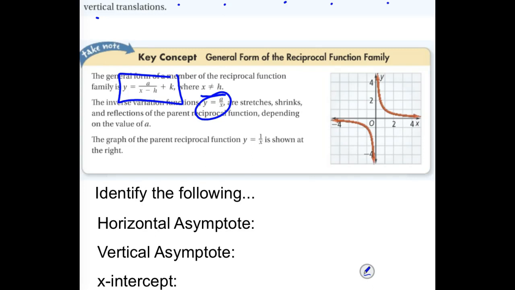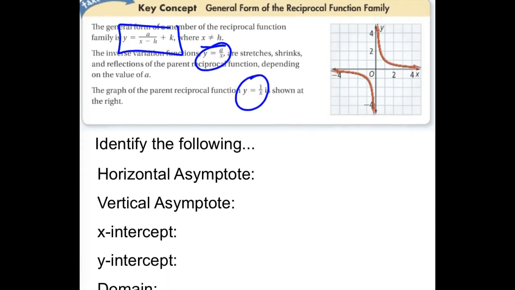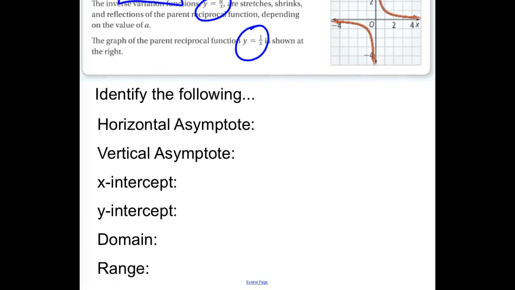The graph of y equals 1 divided by x, our basic reciprocal function, is shown in this picture. I'm going to pause the recording in a second. What I'd like you guys to do is, looking at the picture, identify all of these things: horizontal and vertical asymptotes, x and y intercepts, domain and range. Talk about that at your tables.